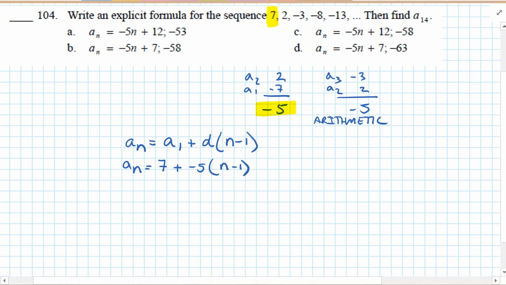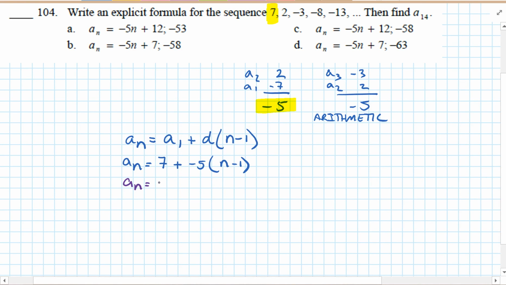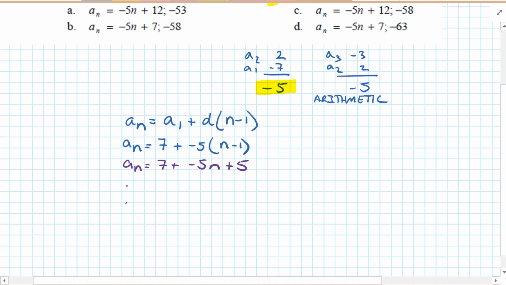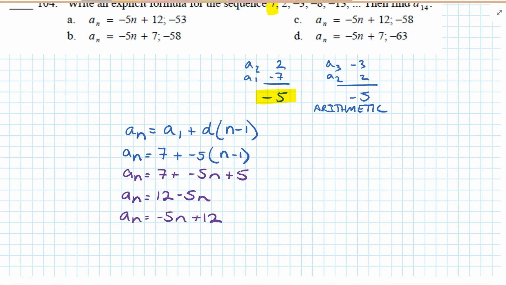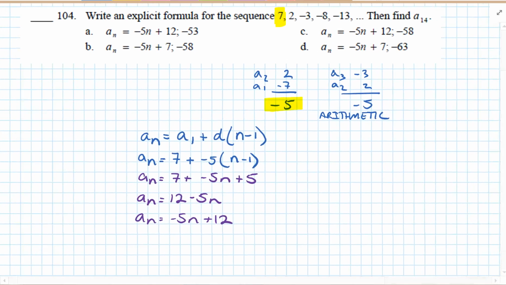Okay, we're not done writing the explicit formula yet. Now let's distribute the -5. So we're going to get A of n equals 7 plus -5n. -5 times -1 is 5 plus 5. So sum like terms, so A of n equals 12 minus 5n. And you can tell up above they wrote it this way. A of n equals -5n plus 12. So there's our explicit formula. So that's the first part.